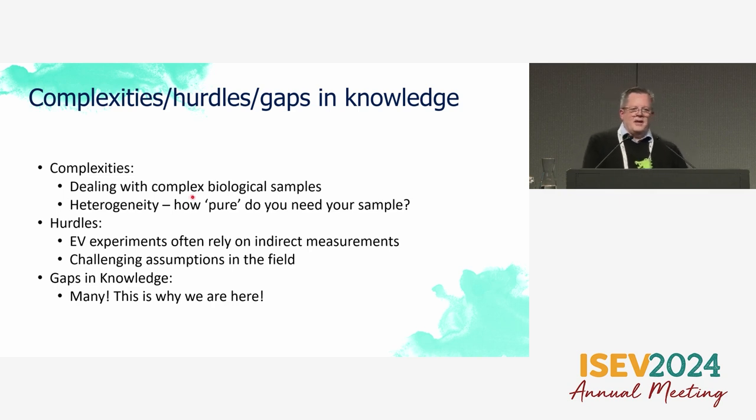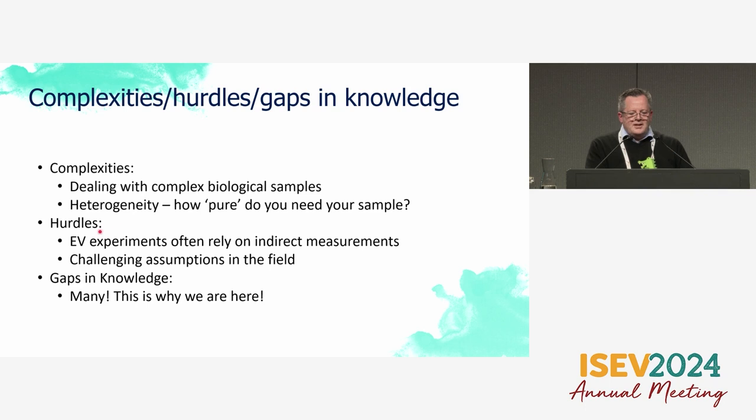For instance, for something like a biomarker, you're looking for a robust biomarker. You might not need as pure a population of EVs to detect that biomarker as for perhaps isolating EVs for a clinical purpose where you need particular EVs with a particular property. So again, these are two other things to think about when you're designing your experiments.